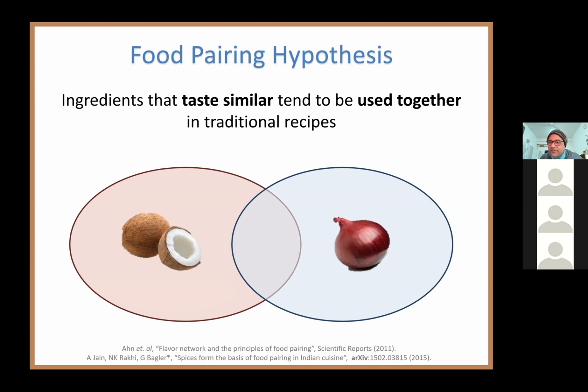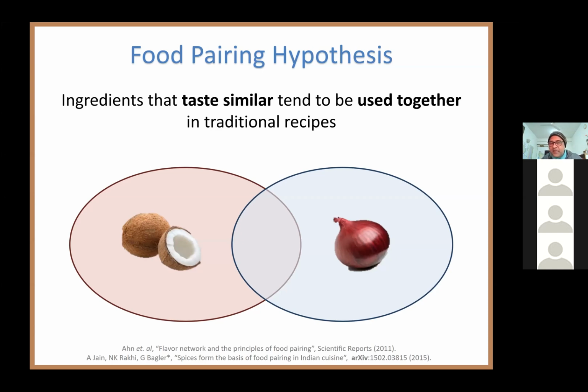And the first ever study that was done way back in 2011 showed that indeed the food pairing hypothesis is true for most of the Western cuisines. The North American, Latin American, Southern and Eastern European cuisines tend to have recipes such that ingredients which are similar in taste are actually used more frequently than those which are dissimilar in taste. That's what it was shown.